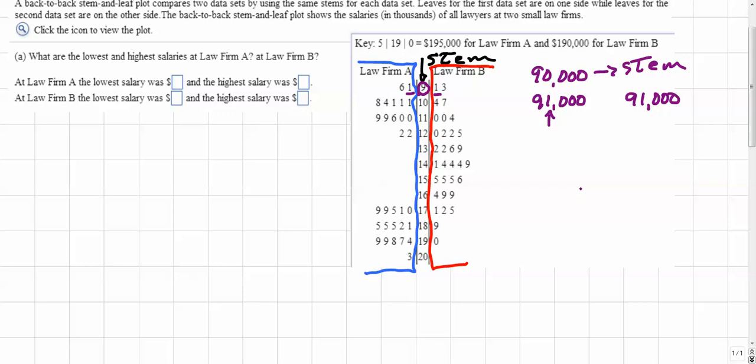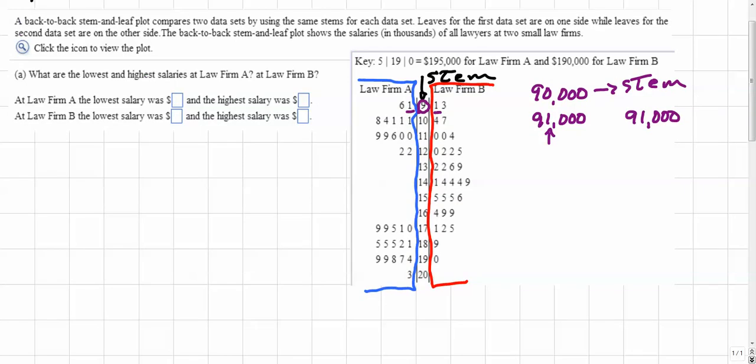So the first question is, what are the lowest and highest salaries at law firm A and at law firm B? So that's what we're going to do now, is go ahead and figure that out. So when I look at this, here's my stem for the lowest salary. I'm going to come to the left and I look at this and I see that 91,000 is going to be the lowest salary. So that's what I'm going to put in right here. Now, what's the highest salary going to be? Well, I'm coming down here to the 20, which is going to represent 200,000. And that's going to be just my stem. And then I look at this 3. So instead of 200,000, I'm looking at 203,000 for the highest salary at law firm A.